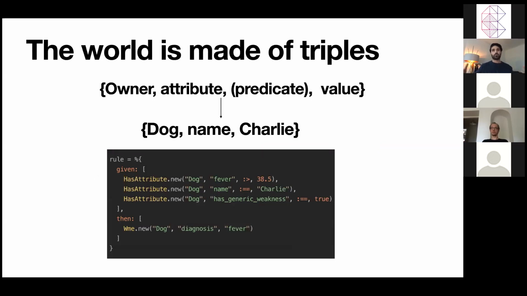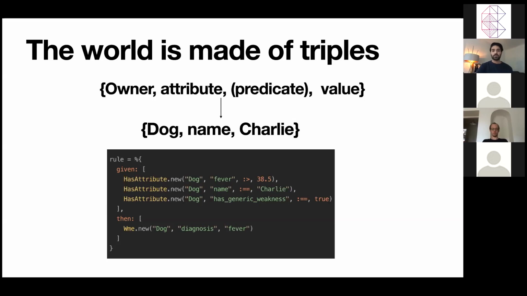The assumptions made to code this algorithm in the Elixir language were actually two. One was that the world is made of triples, actually quadruples sometimes, and the other, as we'll see in a second, is that the world is made of rules. So why triples? Because we tend to simplify the world here with owner, attribute, and value, and the predicate, depending on whether we are writing the given of a rule or a then. So when something is true, then something else is true as well. That's an inference in this case.